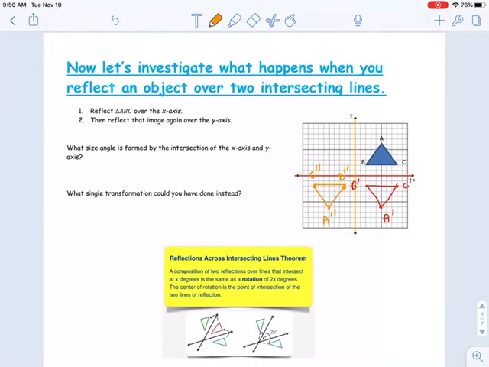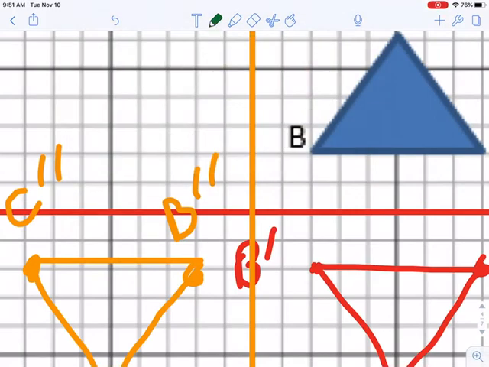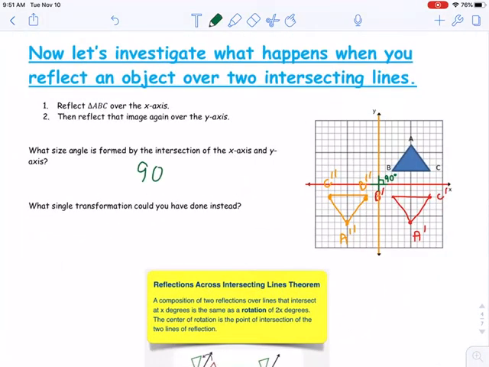So, it's got a follow-up question. What size angle is formed by the intersection of the x and y axis? Well, it's just really asking right here. The intersection of the x and y axis is 90 degrees. Why is it asking me this? Well, what single transformation could I have done to go directly from triangle ABC to triangle A double prime, B double prime, C double prime? What could I have done instead?